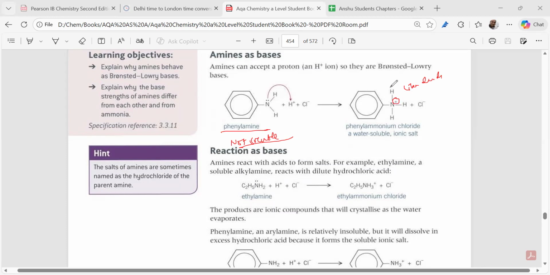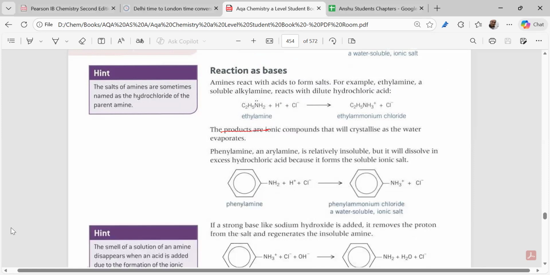Because this becomes hugely polar. A full positive charge or full negative charge is very hugely polar, rather than delta minus and delta plus. So it will be a water soluble ionic salt. Now, going to the reaction of the amines, they will be reacting as an acid and base reaction. We know this.